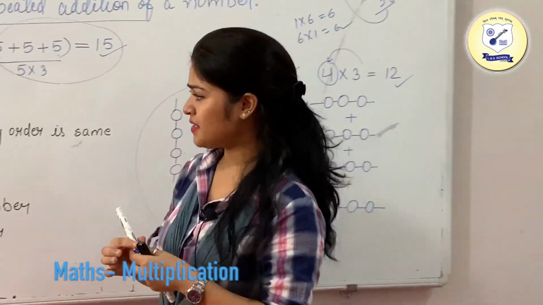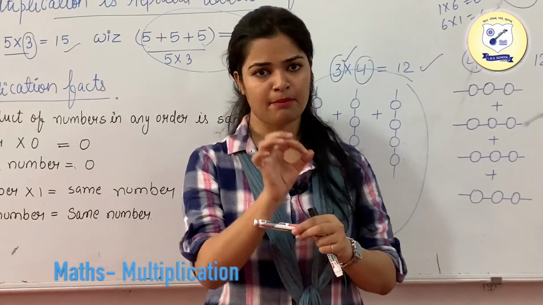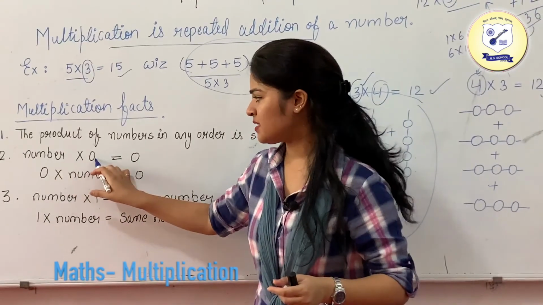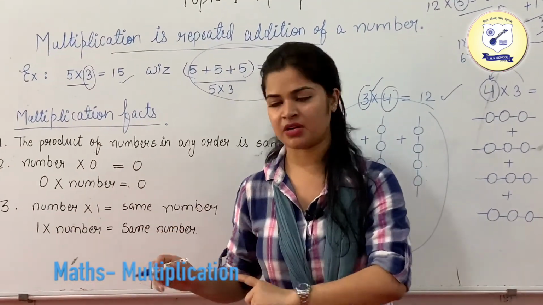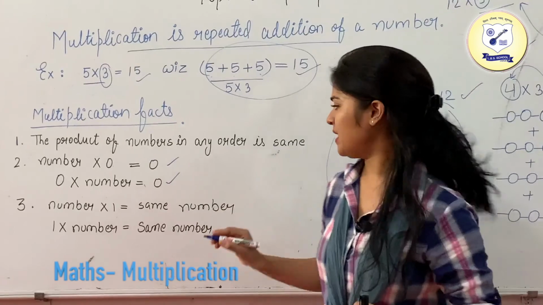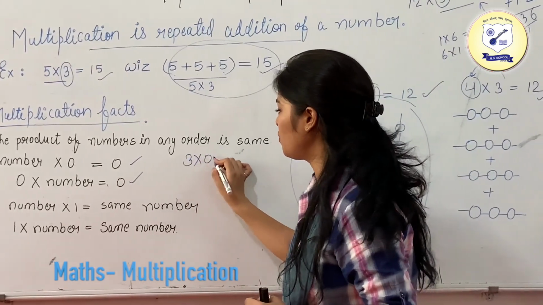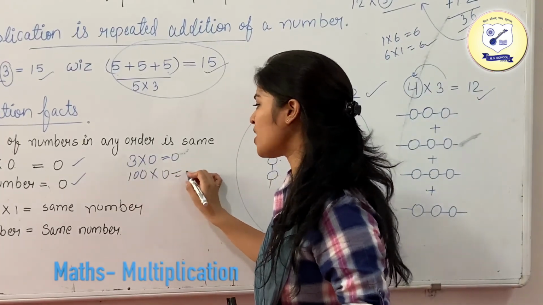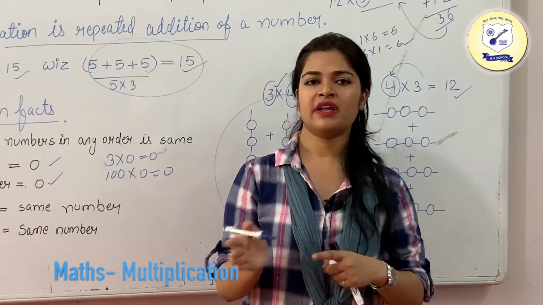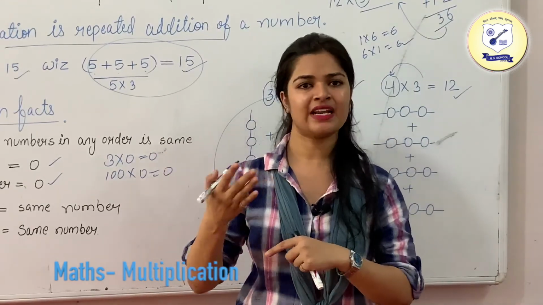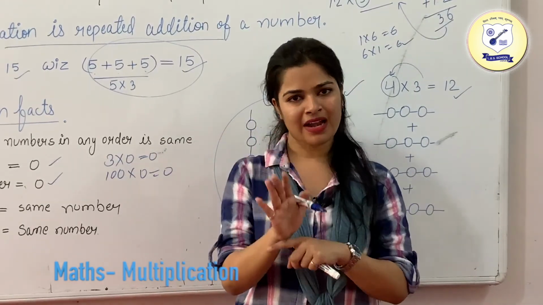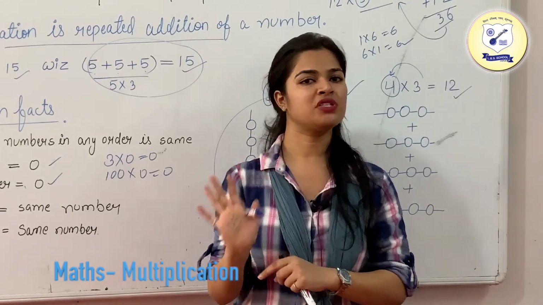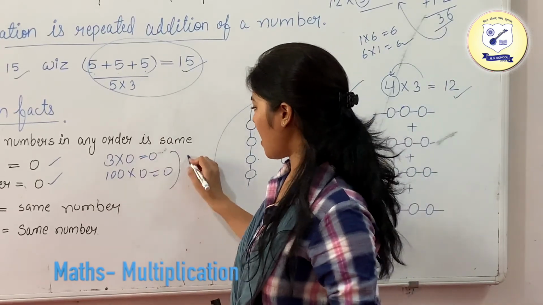The next fact is, when you multiply a number with 0, your answer is always 0. If you multiply a number by 0, or 0 is multiplied with any number, the answer will be 0. For example, if I multiply 3 by 0, the answer is 0. If you multiply 100 by 0, the answer is also 0. Whatever the number is, however large it is, it doesn't matter. What matters is that if you multiply any number with 0, your answer is going to be 0. Like I have 1100.